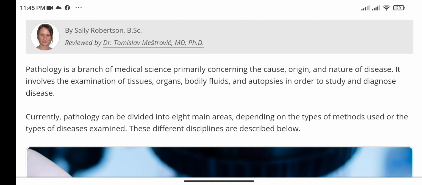Current pathology can be divided into 8 main areas depending on the types of methods used or the types of diseases examined. These different disciplines are described below.